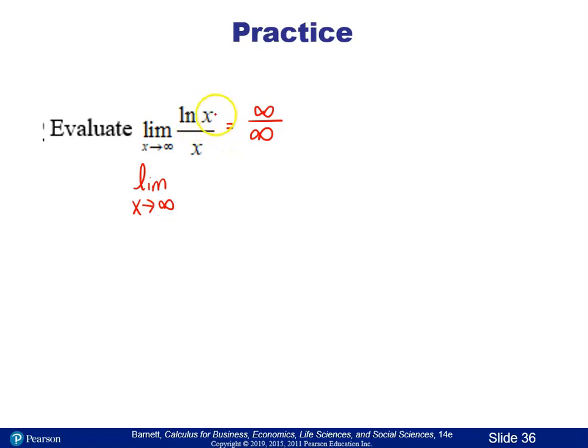So the derivative of natural log of x would be 1 over x. The derivative of just x is 1. So that comes down to the limit as x goes to infinity of 1 over x. That would be 1 over an extremely large number, so this is going to be equal to 0.